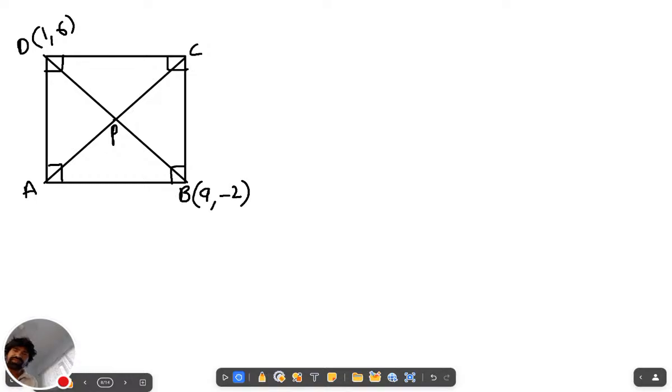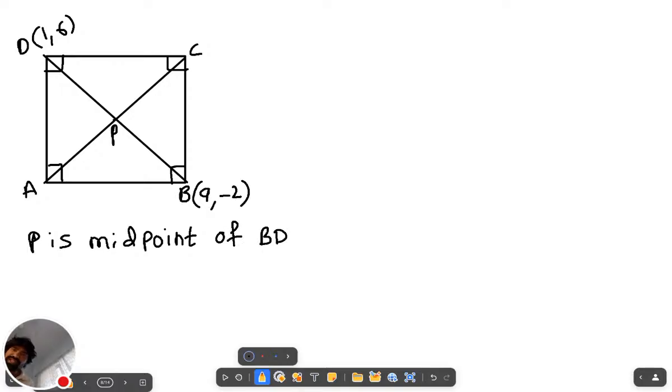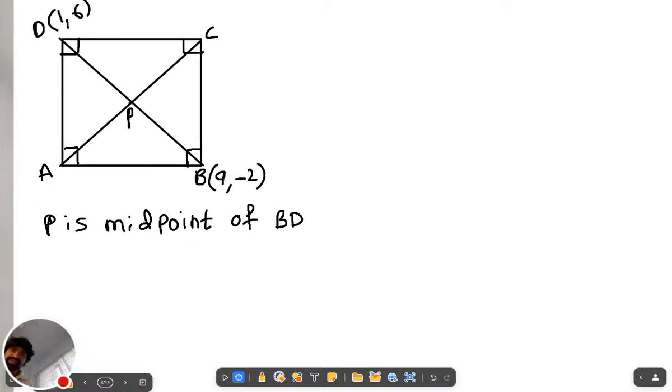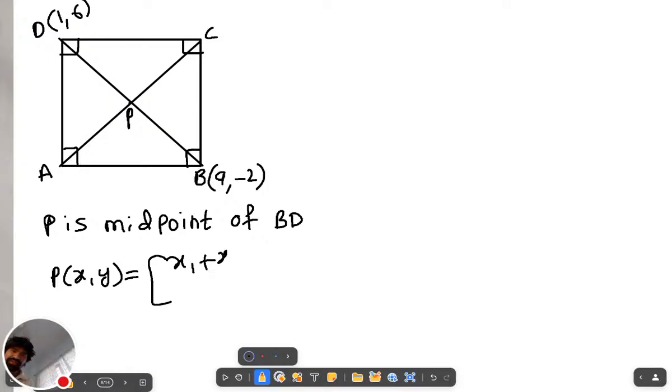Okay, we know that in a square diagonals bisect each other. That means P is the midpoint of BD, because in a square diagonals bisect each other, and they are also perpendicular bisectors of each other. So now we need to apply the midpoint formula. If x, y are the coordinates of P, then (x, y) equals the average of the x coordinates, x1 plus x2 by 2, and y1 plus y2 by 2.